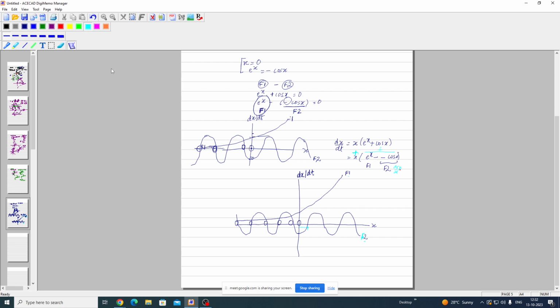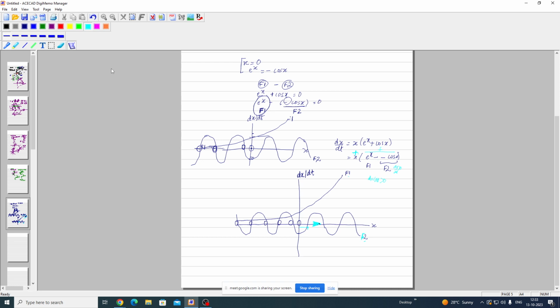dx/dt is positive to the right of x equal to 0, which means the flow is towards the right side. When dx/dt is positive, x is increasing, so the flow will be towards plus infinity.